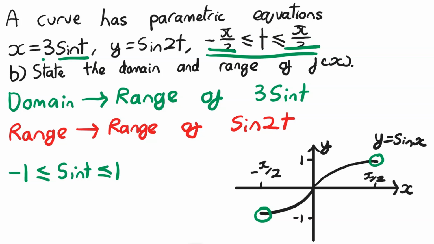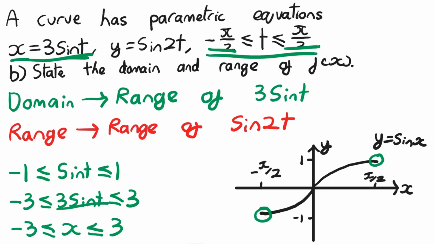And then we need to consider 3 sin t, so we just multiply everything by 3 here. We get that 3 sin t is bigger than or equal to minus 3 but less than or equal to 3, and that's what x is equal to. So if we just sub out this 3 sin t for the x, we get that x is bigger than or equal to minus 3 but less than or equal to 3. So this is the domain.